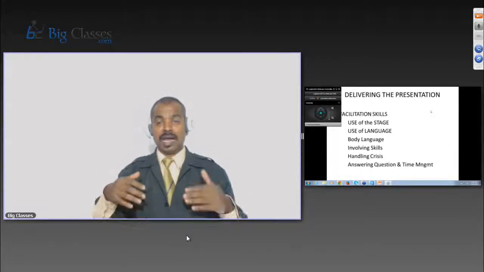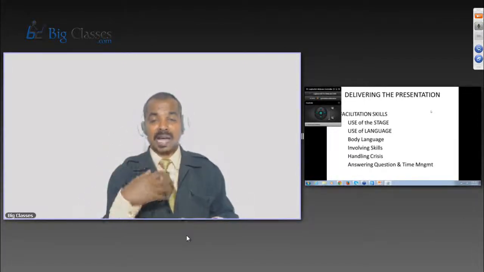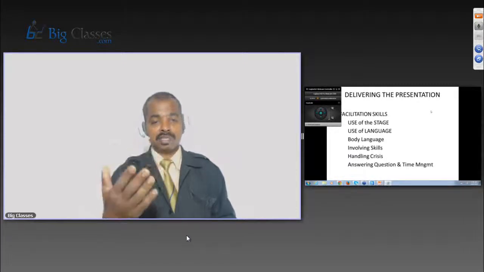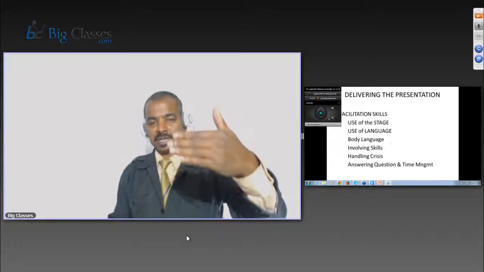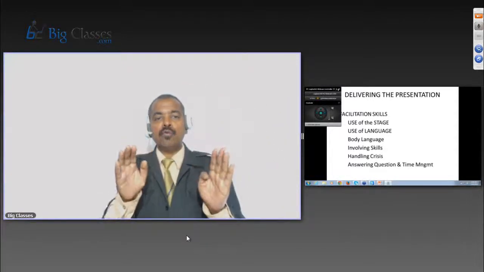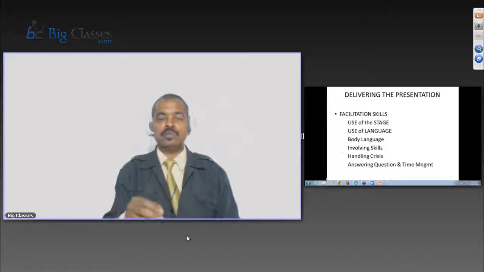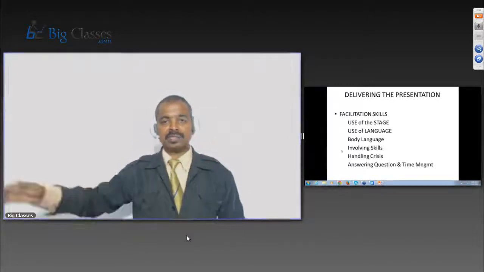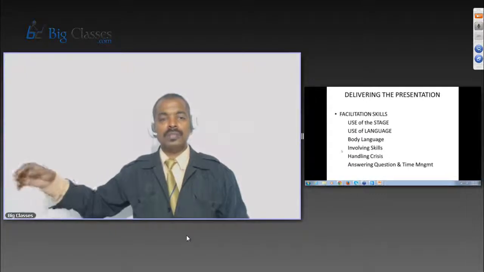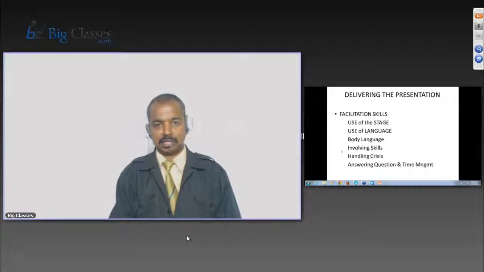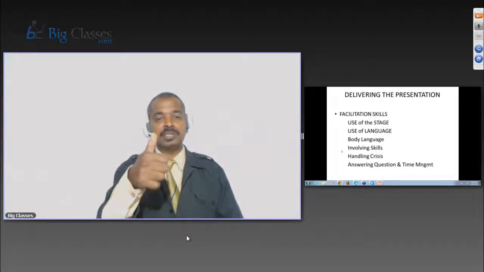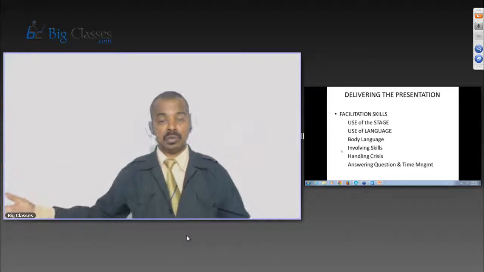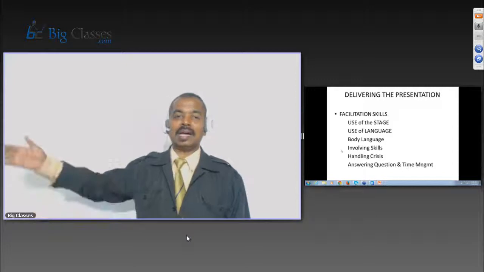Of course, at this point, the kind of arrangements, I cannot display, but a couple of things I will share with you. When I'm talking about the use of stage, there is no fixed rule that you have to use the entire stage, or that you have to stand at one place and give the presentation. It could be a mix of both. Better it is that, if the stage is yours, you use the entire stage.